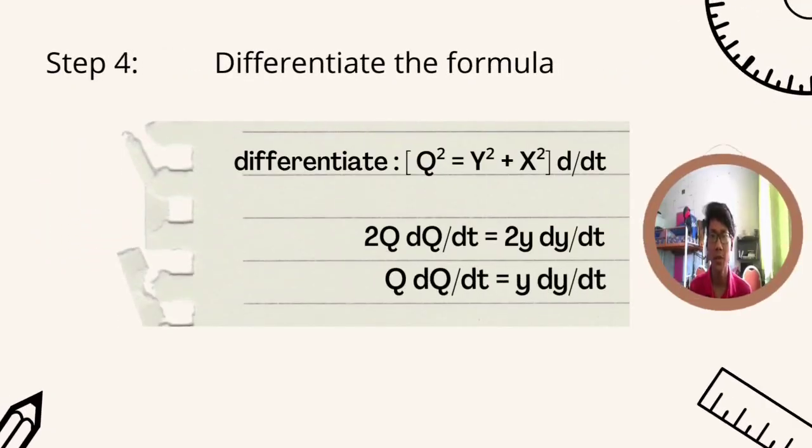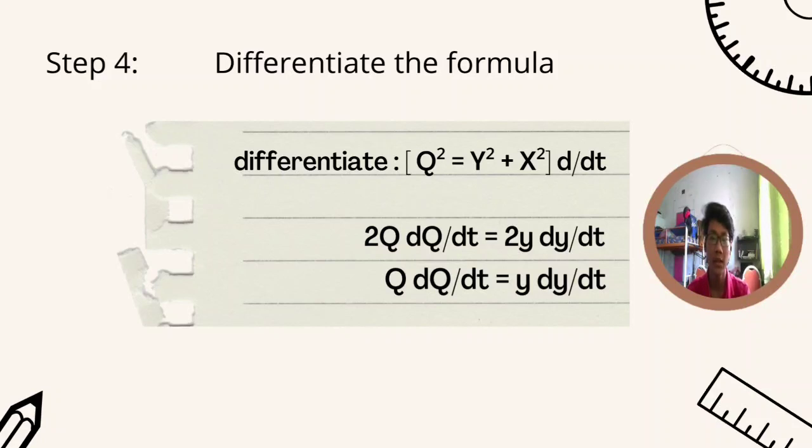So, after that, we are going to step 4. Step 4, we will differentiate the formula. So the formula is q power of 2 equal y over 2 plus x power of 2. So we multiply with d over dt. So we will get 2q dq over dt equal 2y dy over dt.